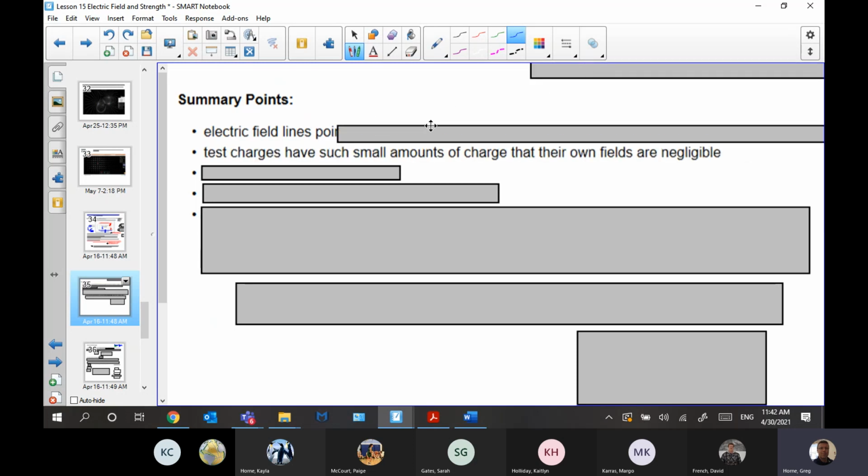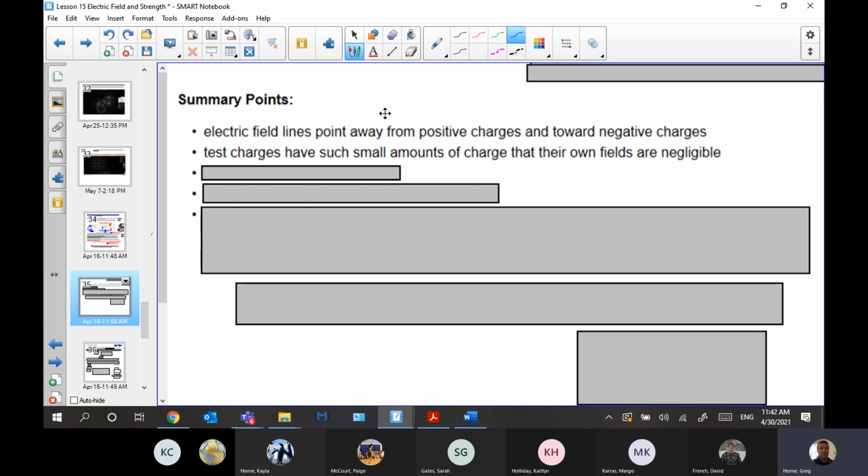So electric field lines point away from positive charges towards negative. It's the direction a positive test charge goes. Just a little summary here. Direction. Test charge. Also here, test charge would go.